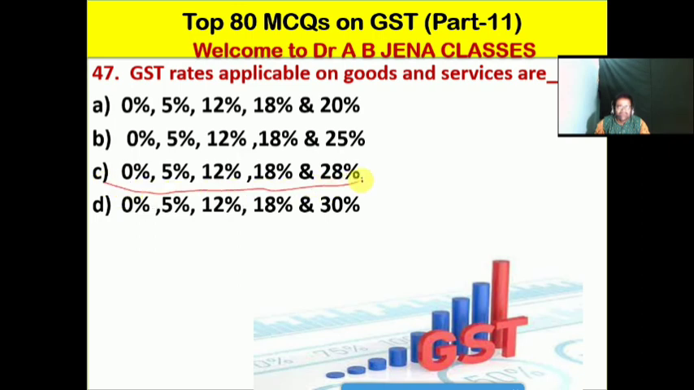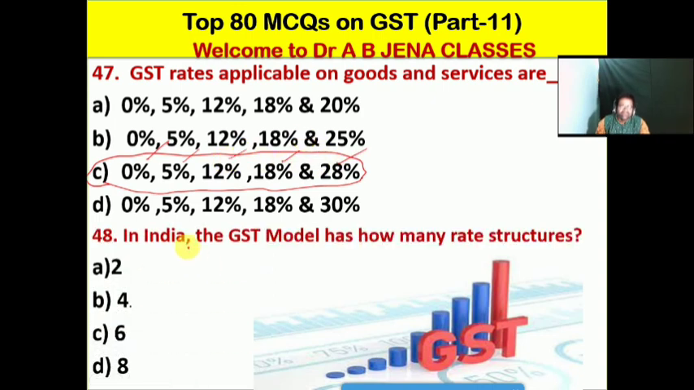So no doubt friends, C is the right option for this MCQ: 0%, 5%, 12%, 18%, and 28%. Next one: in India, the GST model now has how many rate structures? Whether A it's 2, B 4, C 6, D 8. No doubt friends, 4. Let us see: it's 5%, 12%, 18%, and 28%. So the GST model has a 4 rate structure.